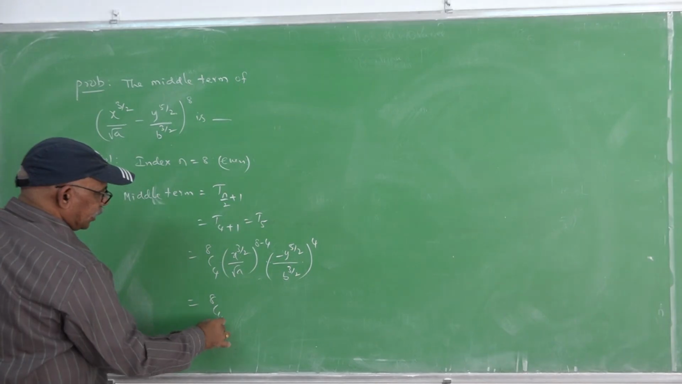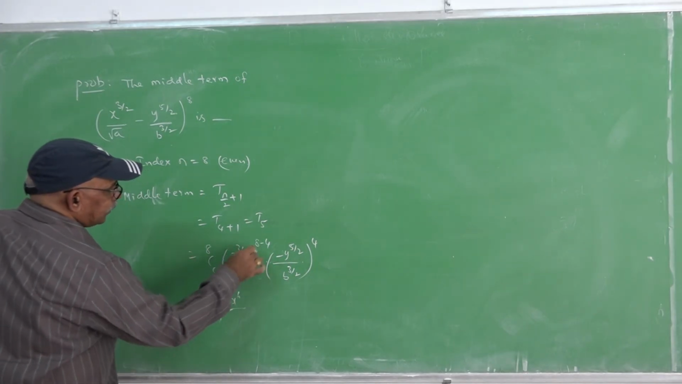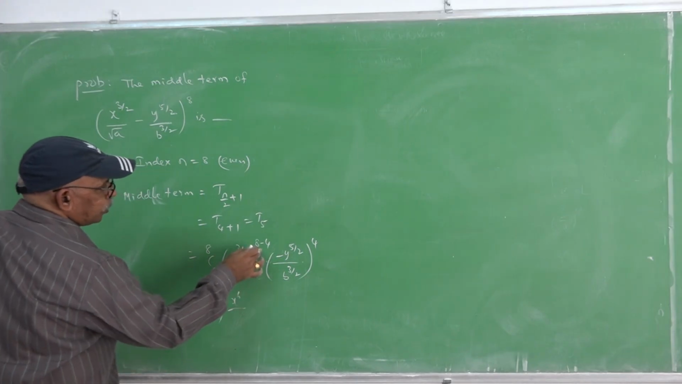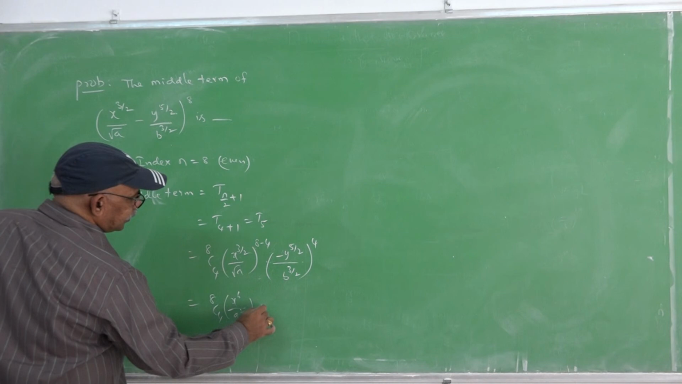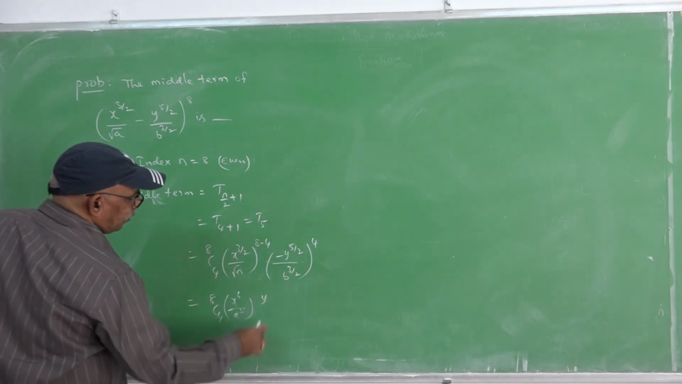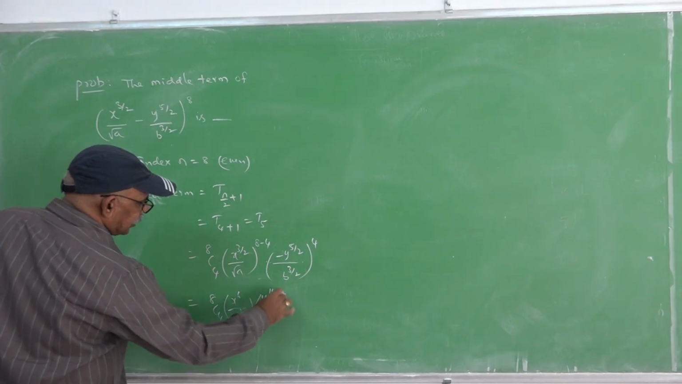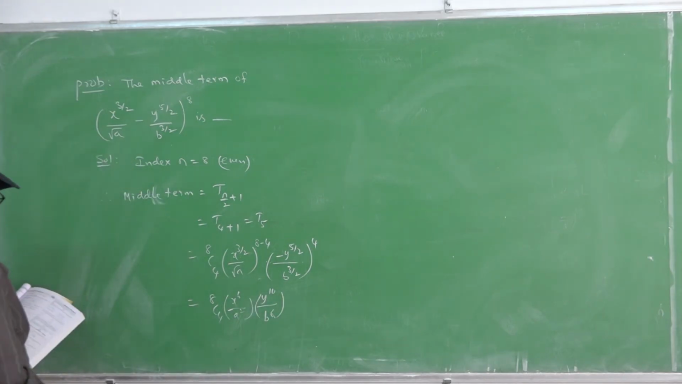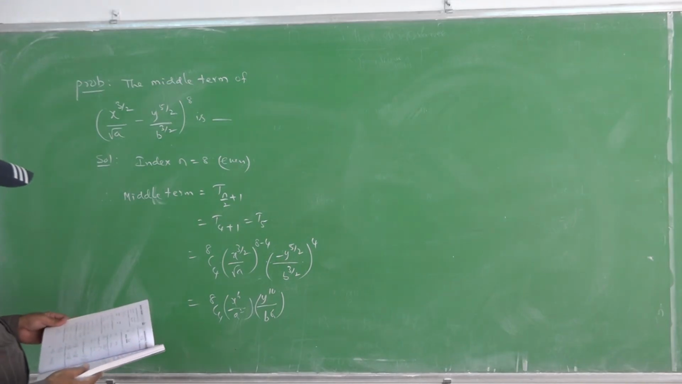So this is 8C4, this is 4, hence x power 6, this is (1/2)^4, a square, into this is positive 10, y power 10 by b power 6 only. So the required middle term of the expansion is one and only the term 8C4 x power 6 y power 10 by a square into b power 6.